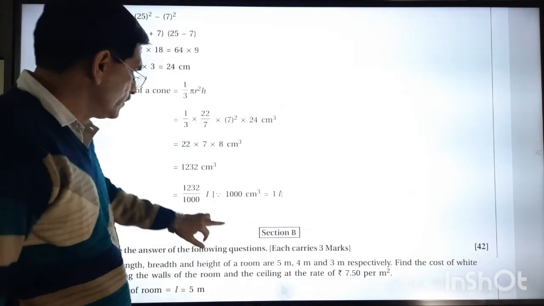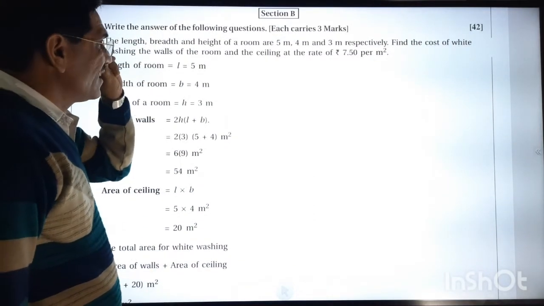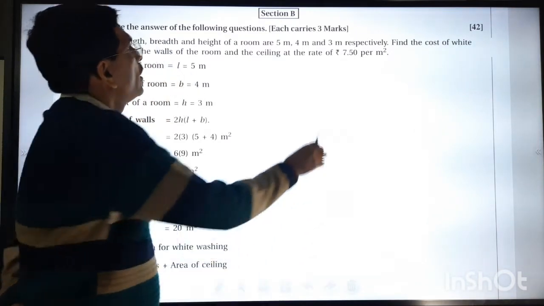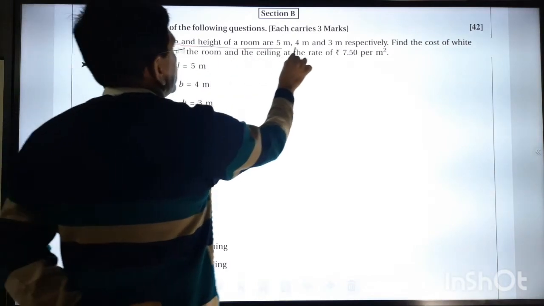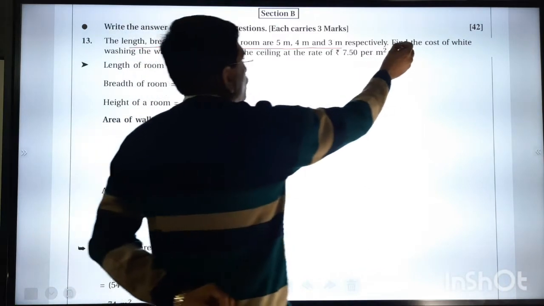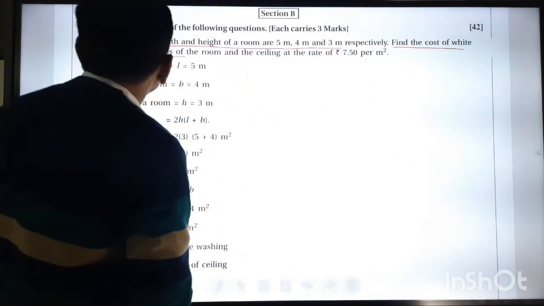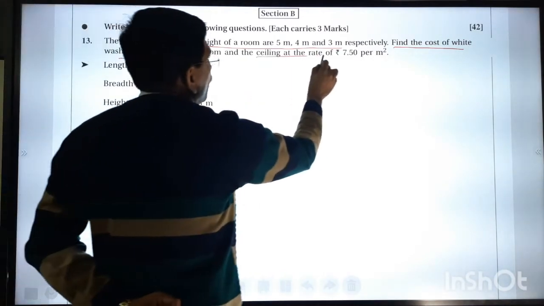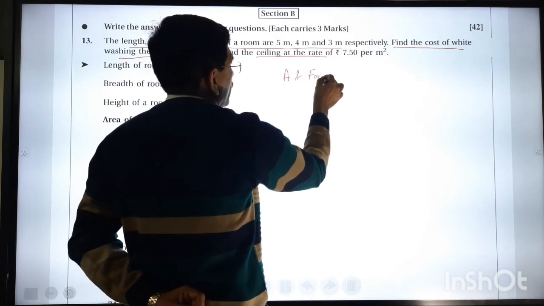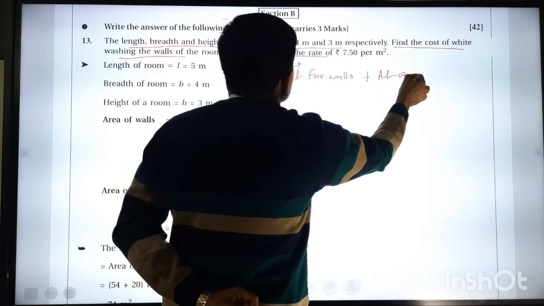Let me do it. Now a 3 marks question is there. If you see properly, it's a cuboid, and we want to find out the cost of whitewashing the walls and the ceiling of the room. So that is the area of 4 walls plus the area of the ceiling.